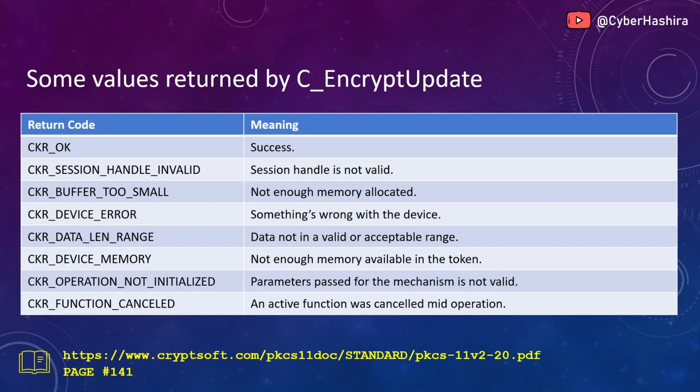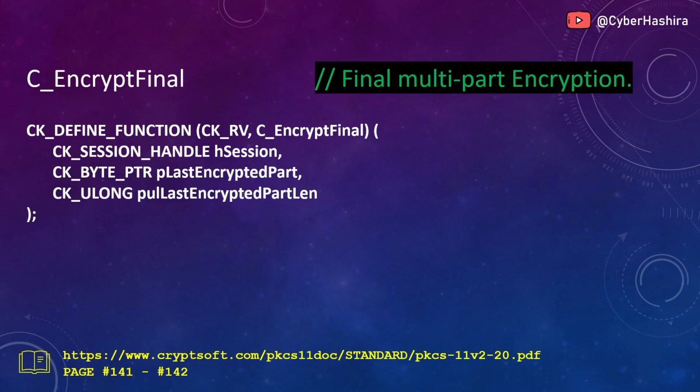Here are some return codes that C encrypt update is expected to return. Feel free to pause this video if you want to read them. You can find this information on page 141. C encrypt final is used for finalizing the encryption after all pieces of plain text has been processed.